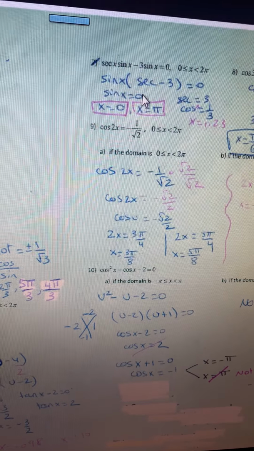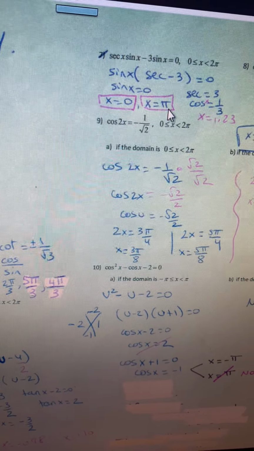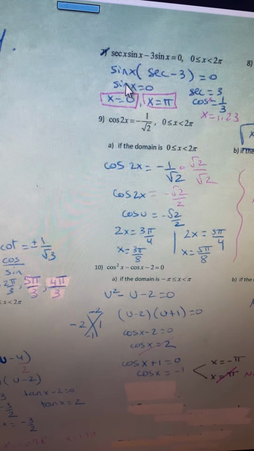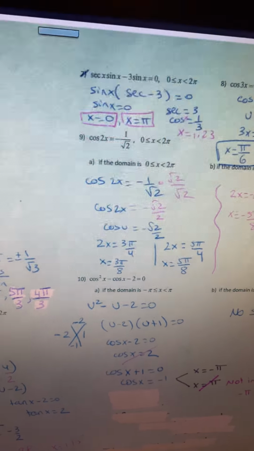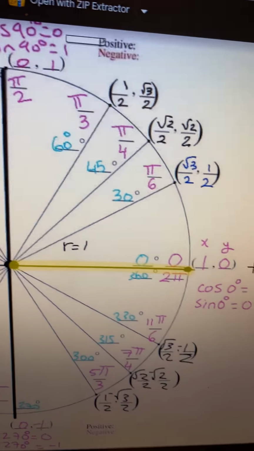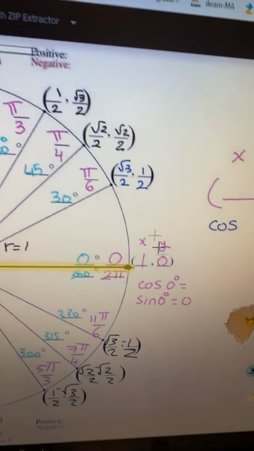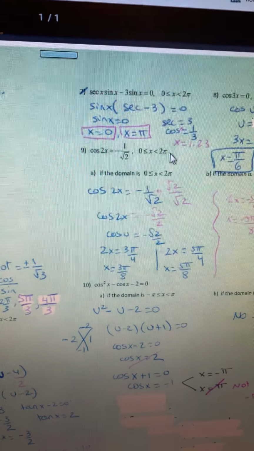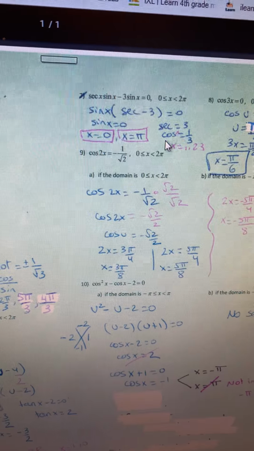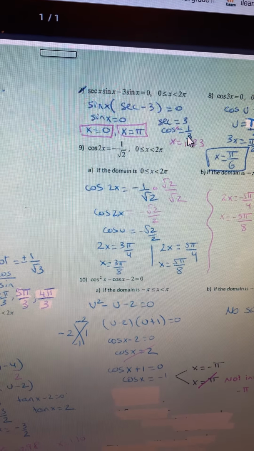So sine x equals 0. By now, everyone should know that 0 and pi are the two angles that have sine equals 0. And we go back to the circle. 0 and pi both have a y coordinate of 0. And secant equals 3, so the cosine, which is the reciprocal of secant, is 1/3.